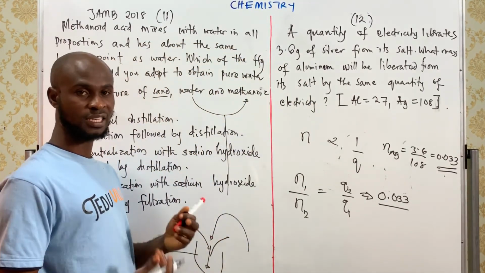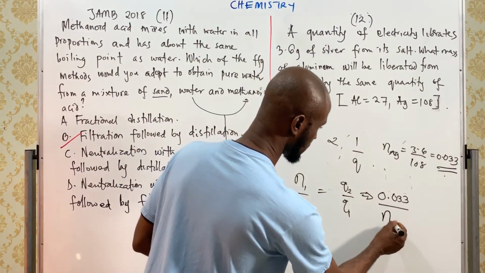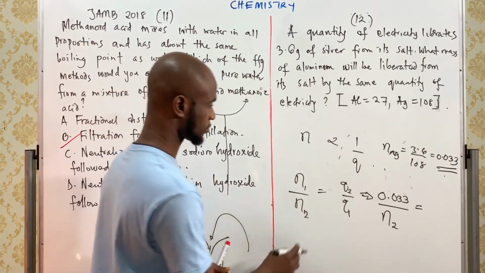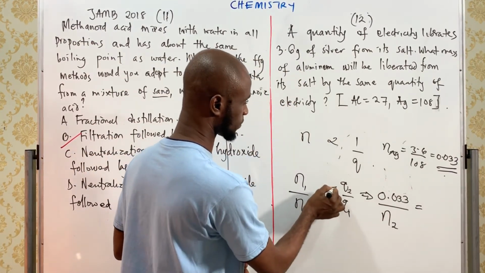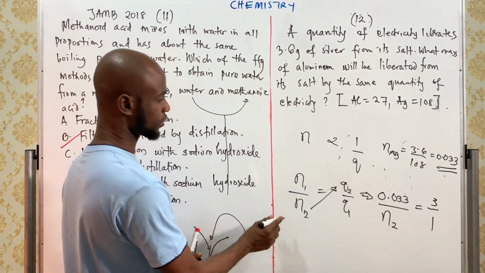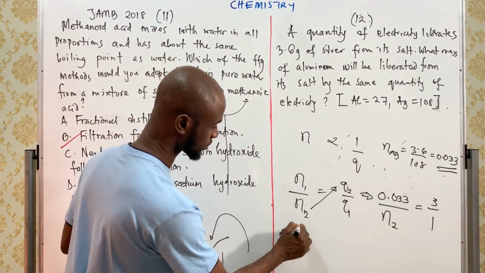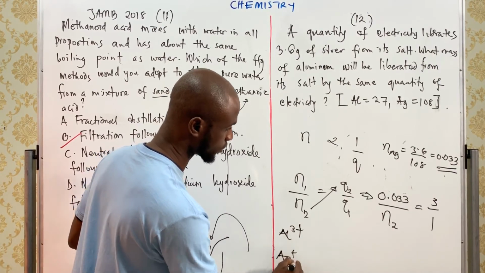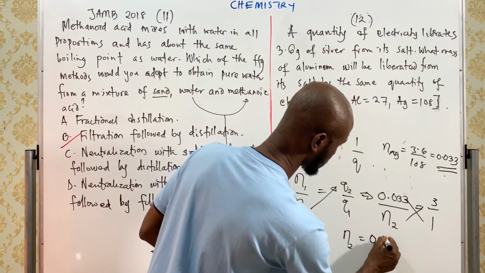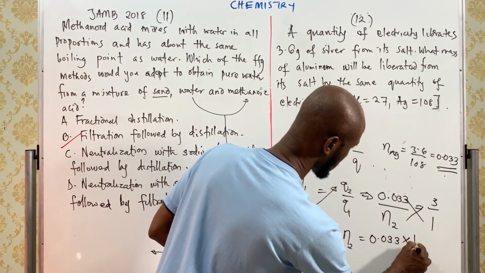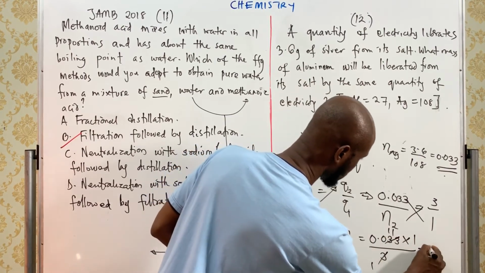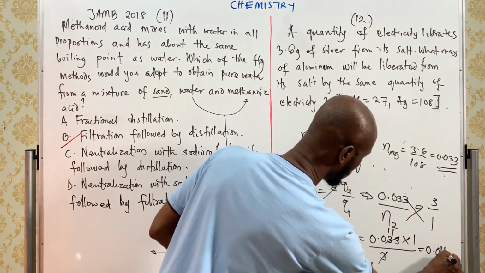Don't forget, we are looking for the mass. We can convert to mass later. You can say N2 equals, the charge on silver is 1. So the charge on aluminum inversely proportional is 3, while the charge on silver is 1. Don't forget, we have aluminum 3 plus and we have silver plus. Let's cross multiply. We have N2 equals 0.033 multiplied by 1 divided by 3. So this gives us 0.011 mole.